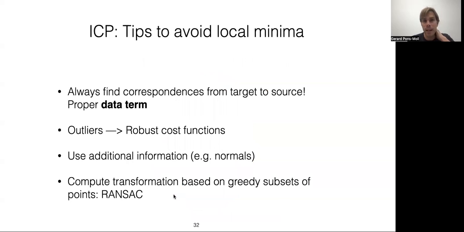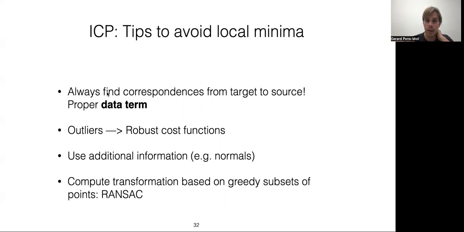So there are many different tricks, and people have proposed many different ways of making ICP more robust. A few tips: always find correspondences from the target to the source, because that's a proper data term. You're trying to explain the target shape, right? If we think in probabilistic terms, we want to explain the likelihood of the data, which is the target, given our parameters that bring the source to the target.